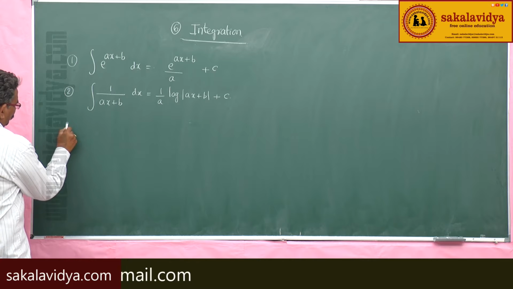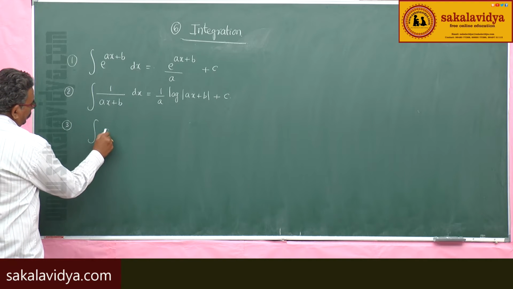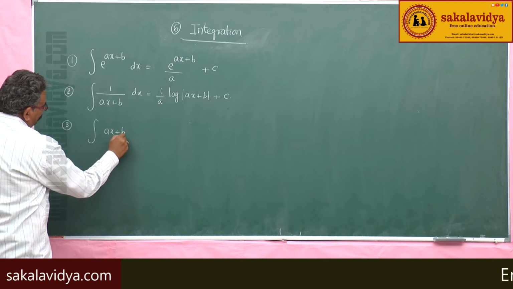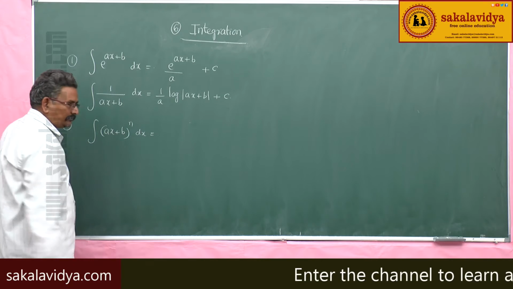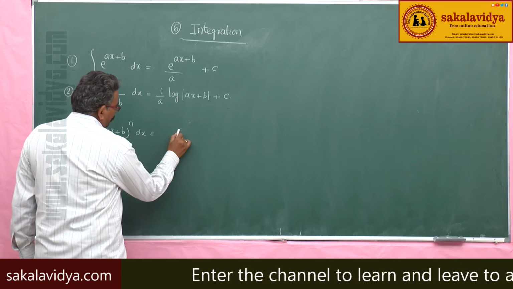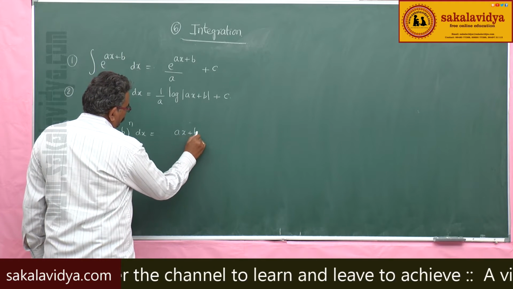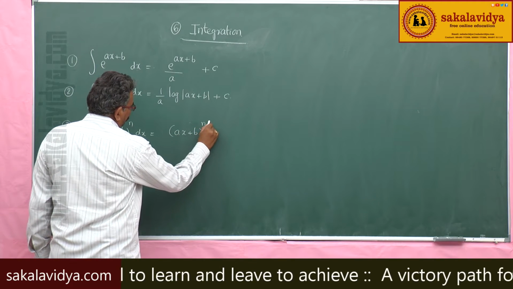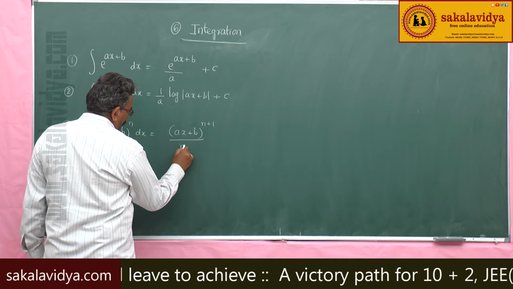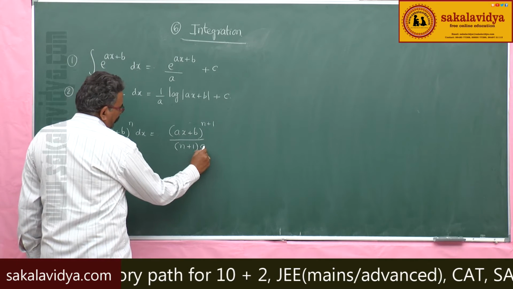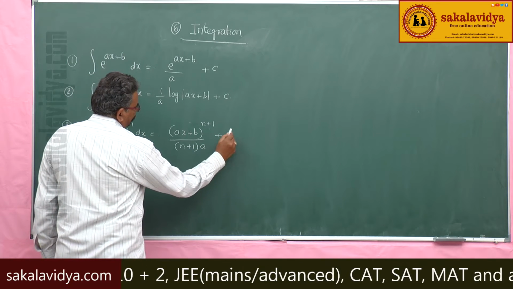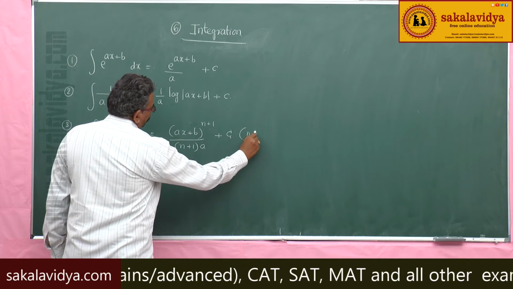Now, integral ax plus b whole to the power of n dx. This is equal to ax plus b whole to the power of n plus 1 by n plus 1 into derivative of ax plus b is a plus constant of integration. Here n does not equal to minus 1.